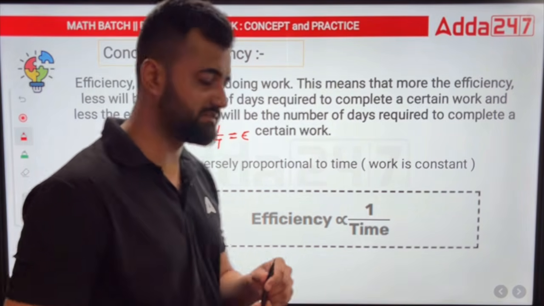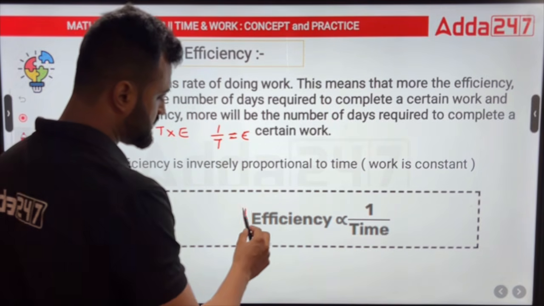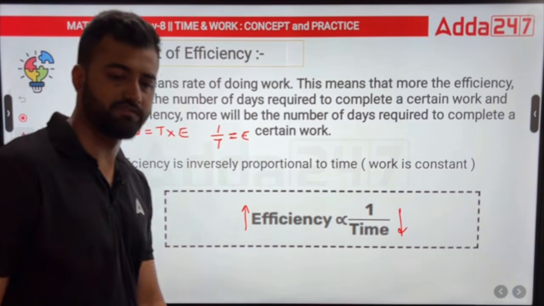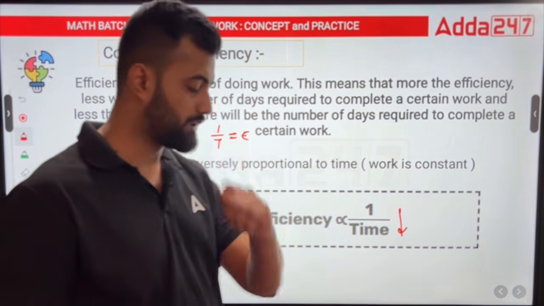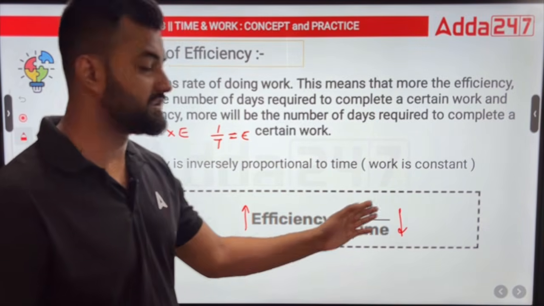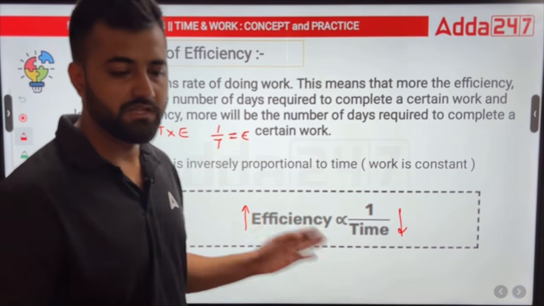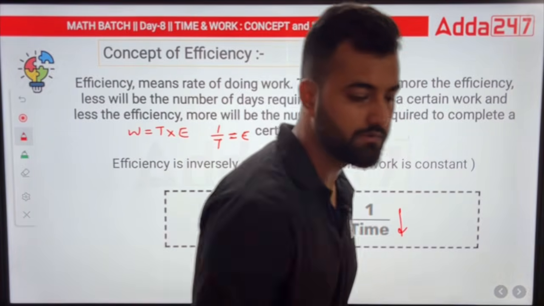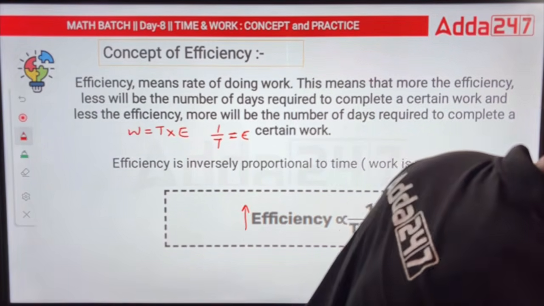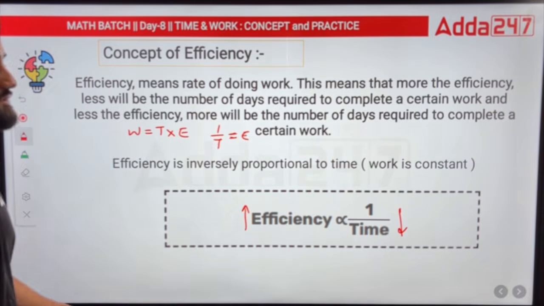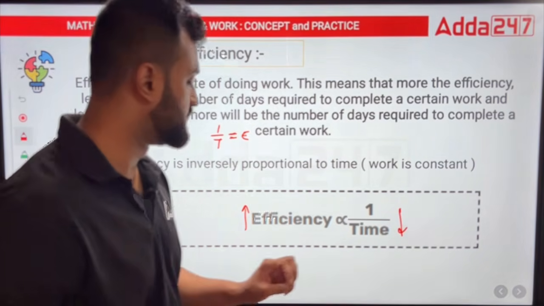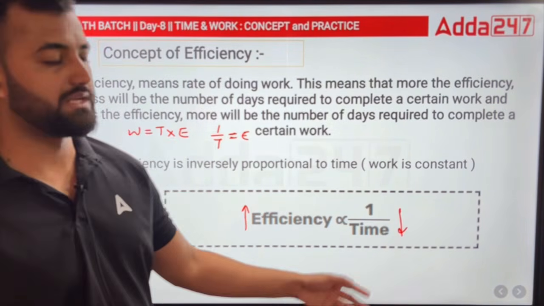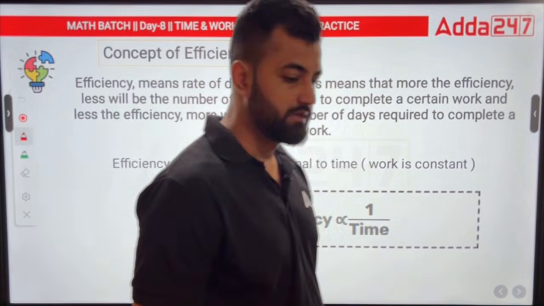So what happens here is, the more efficient you are, the less time you take. This is how inverse relation works. If you increase this side, the other side will decrease. If you increase that side, the other side will decrease as well. This is how your relations are being formed. So efficiency and time are inversely proportional. The more efficient you are, the less time you take, and the more time you take, the less efficient you are. Okay, next.